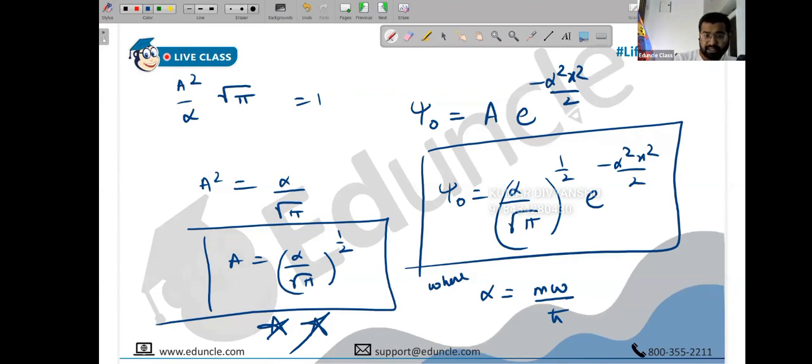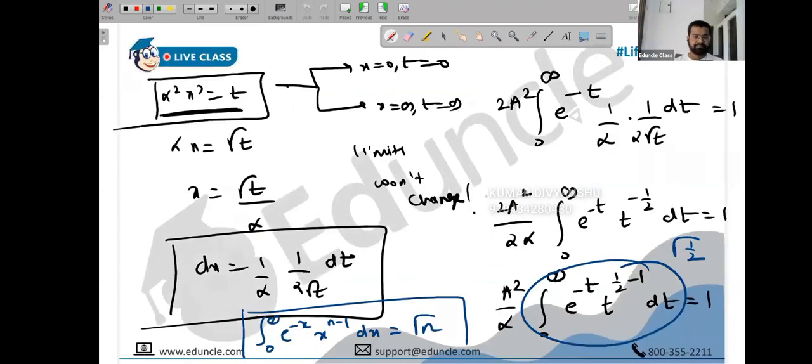Sure, just a second, let me verify the answer. Alpha upon root pi raised to half, e raised to... perfect. Take your time. Let me know if you have any questions. So that's the ground state wave function of any particle in a linear harmonic oscillator.